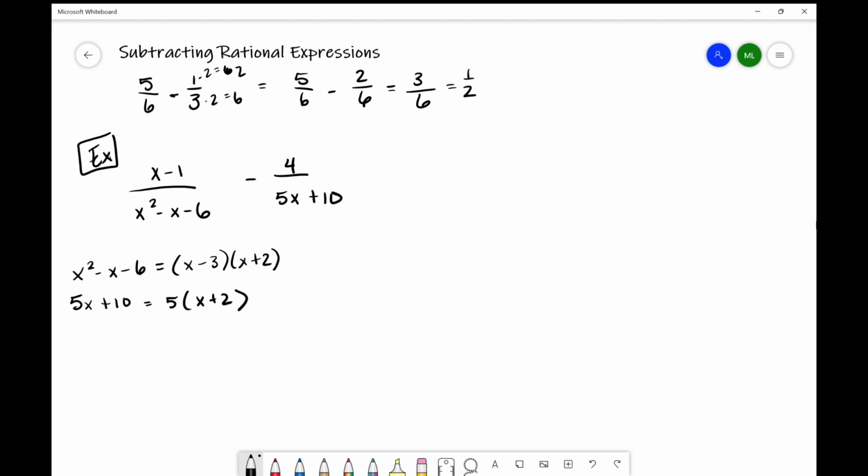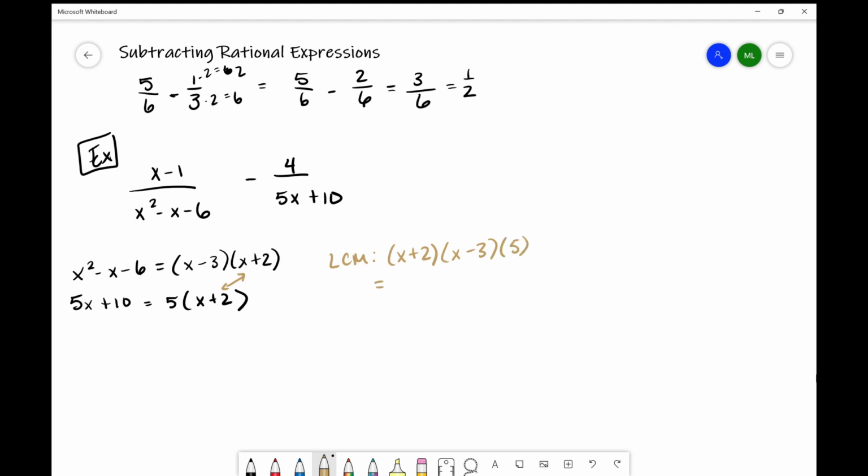Already, they share this x plus 2 factor right here. They share that, and that's the greatest number of times it appears. So the LCM here, the least common multiple of x squared minus x minus 6 and 5x plus 10, because we're trying to find the common denominator, I can first start with x plus 2. That's what they share, so I will put that there. And then you're just going to put every other factor they have and multiply it together. So it's x minus 3, and then you also have 5.